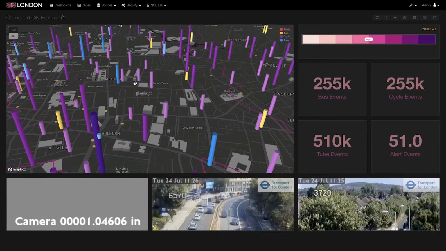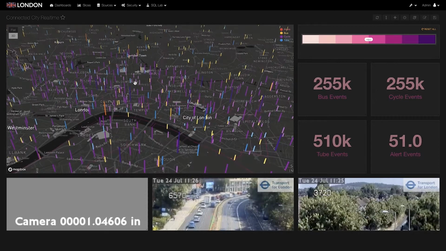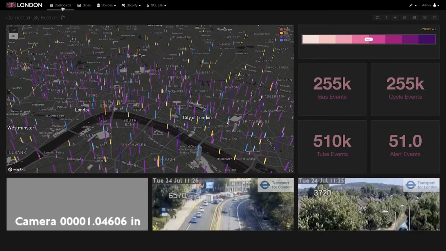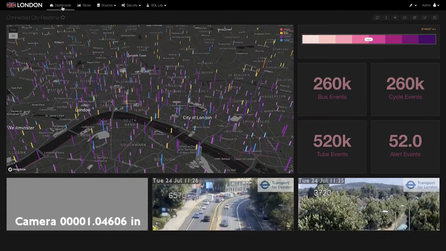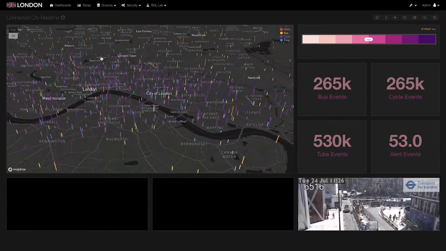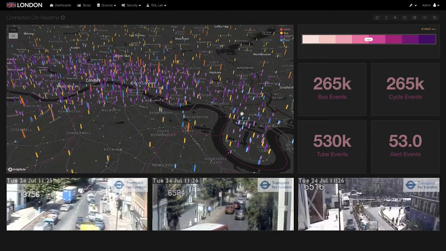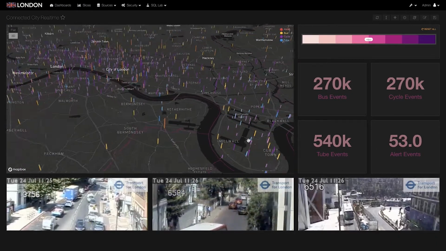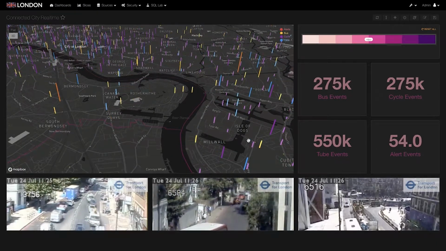What we can do also is, you see these feeds from cameras, these are street-side cameras. What we could do quite easily is develop some machine learning algorithms to count vehicles, for example, count different categories of vehicles, or count the number of pedestrians that's currently being visualized.